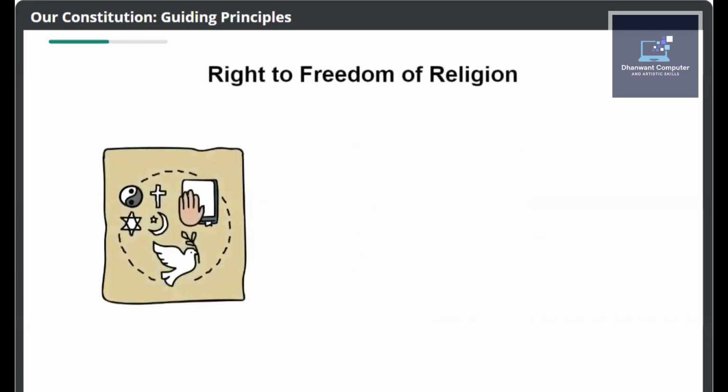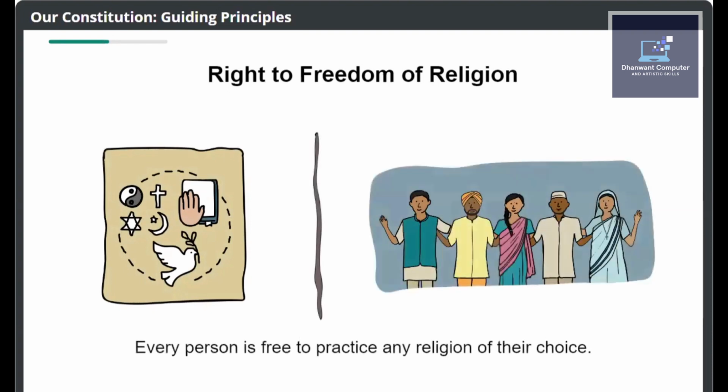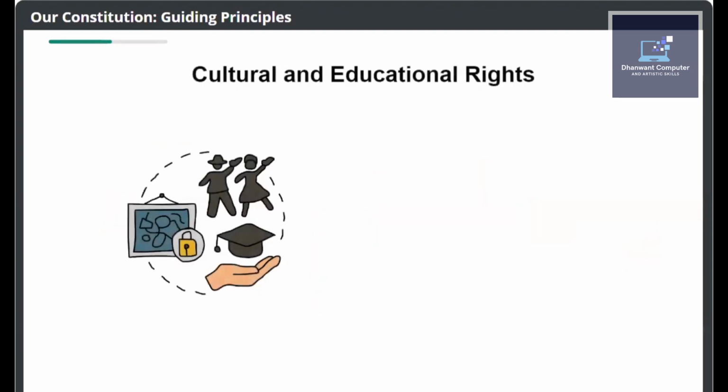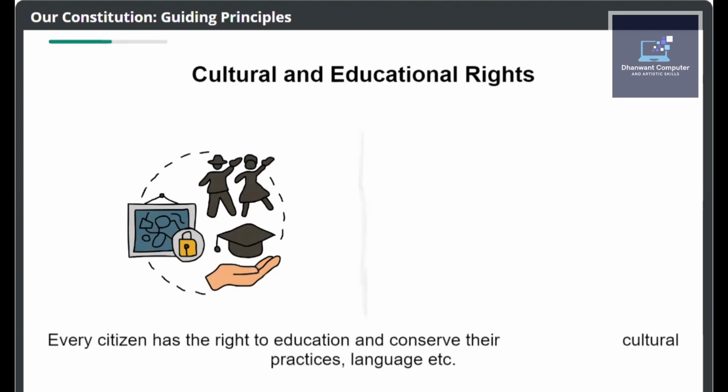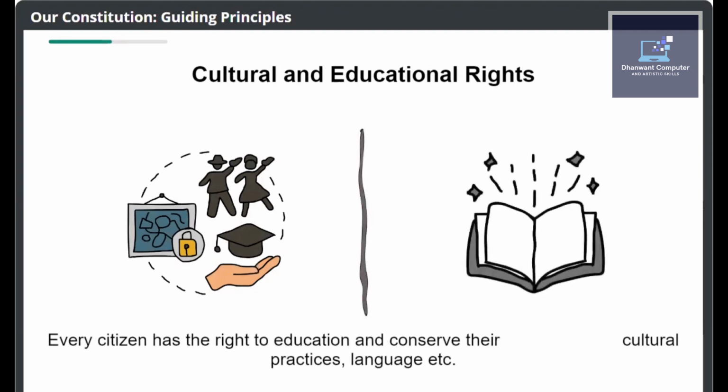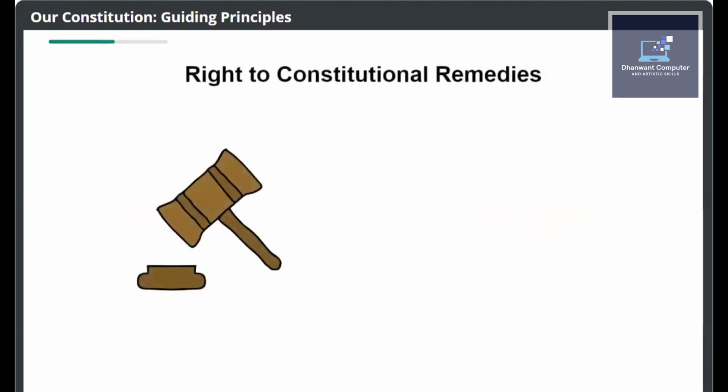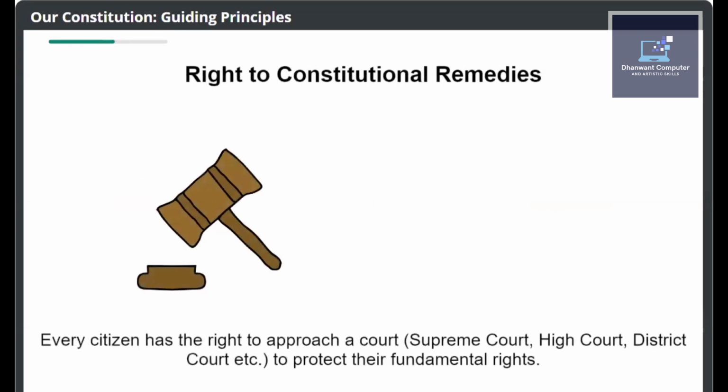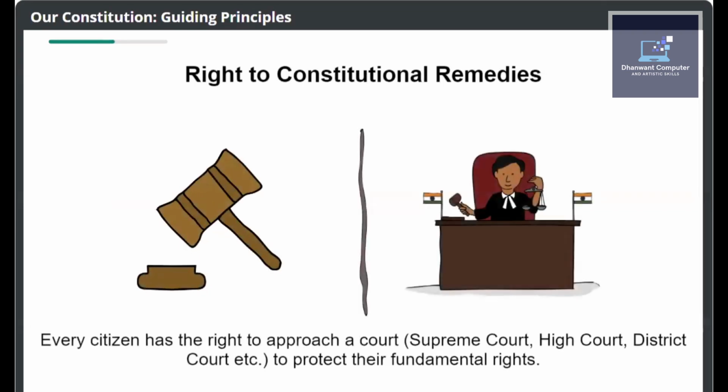Right to freedom of religion. Every person is free to practice any religion of their choice. Cultural and educational rights. Every citizen has the right to education and to conserve their cultural practices, language, etc. Right to constitutional remedies. Every citizen has the right to approach a court to protect their fundamental rights.